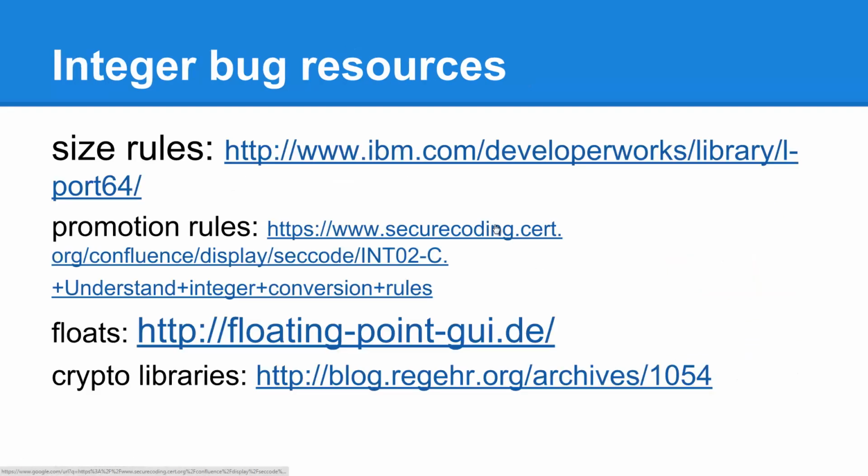Now, here are some resources you can refer to for size rules. This is where the table came from for the ILP and LLP models. For promotion rules, you can read about them on this link. Floats and crypto libraries you can read up on. For crypto library bugs, Embedded in Academia has an awesome analysis.